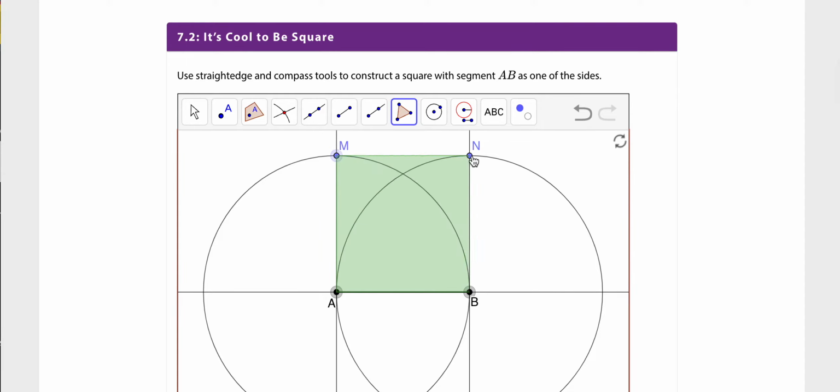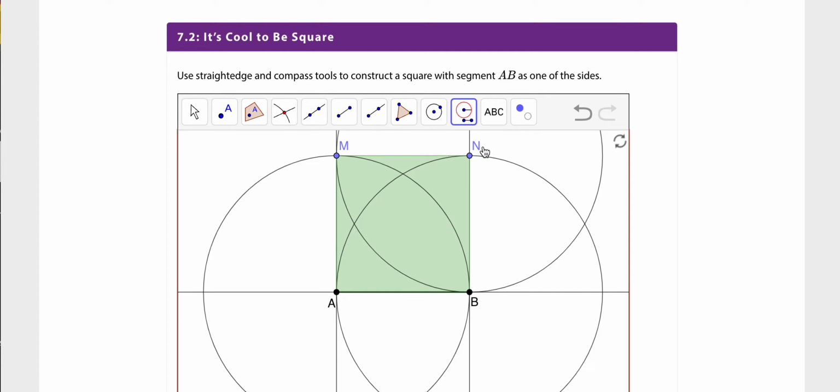By construction, I know I've formed right angles at A and B, and I've formed congruent sides between A and B, A and M, and B and N. If you want to check that 4th side, if you're not convinced that it would be forced to be congruent, you can make another circle of the same size at point N, and you can see that it locks right into M. And there you go, you have your square.